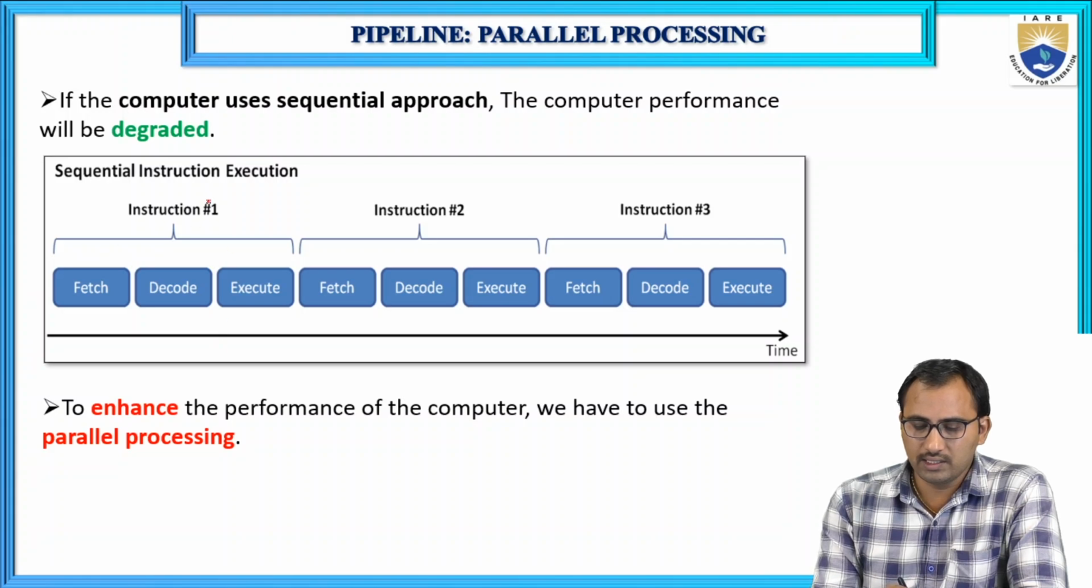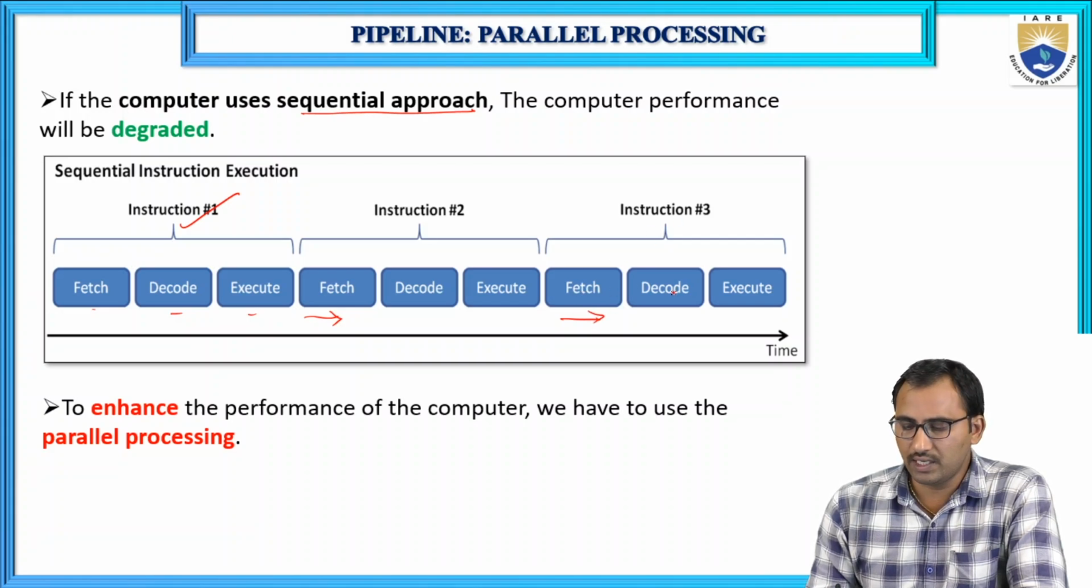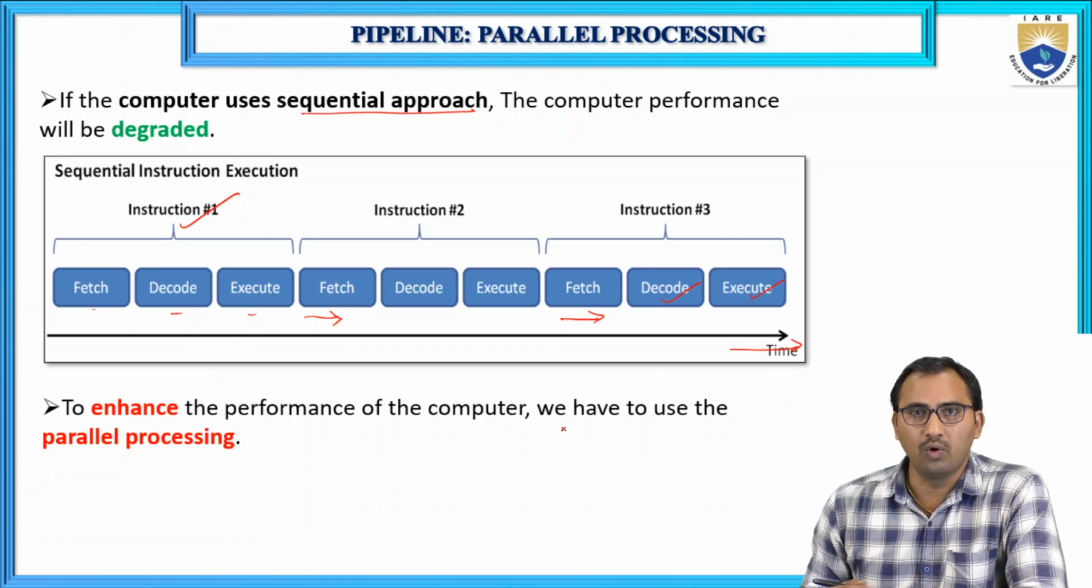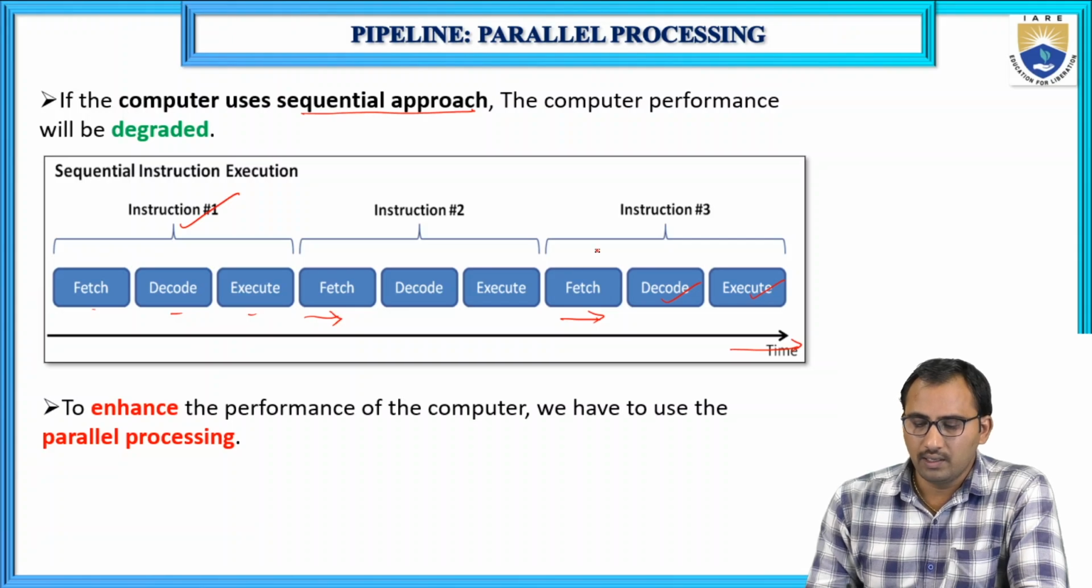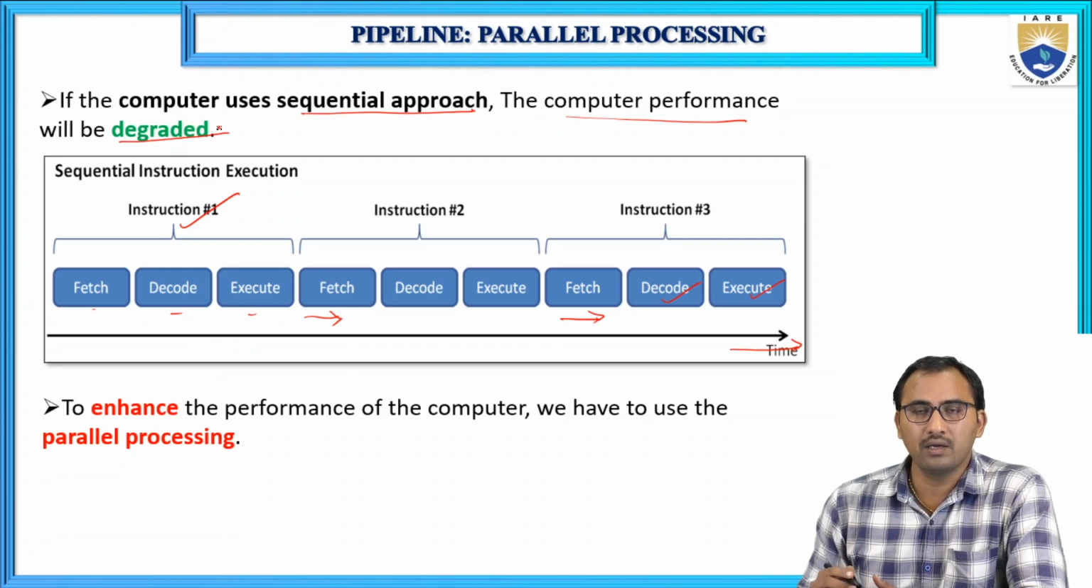See here, this is a sequential approach. In the sequential approach, the first instruction will be completed, fetch, decode, execute, and after that the second instruction fetch will start. After completion of the second instruction, the third instruction fetching will start, then decoding, then execute. So here the time required to execute the program will be more. That's why the computer's performance will be degraded, because it is taking more time to execute the program.